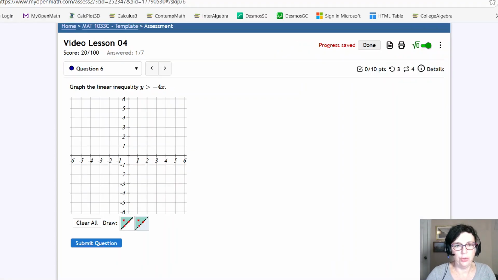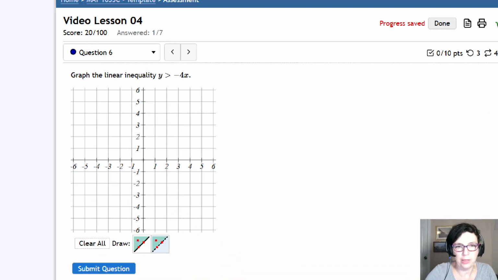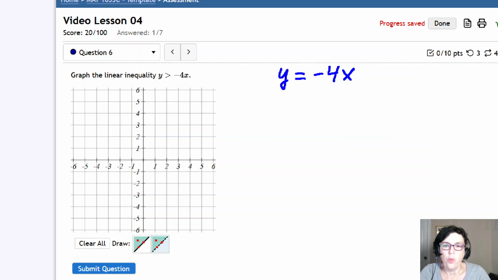So next thing I do is I pretend that that sign, more than, is just equal. So I need to graph the boundary. And the boundary is y equals negative 4x. Well, how can I graph that? Okay, well, it's actually not hard. We need to know the point, right? Or the y-intercept, let's say.